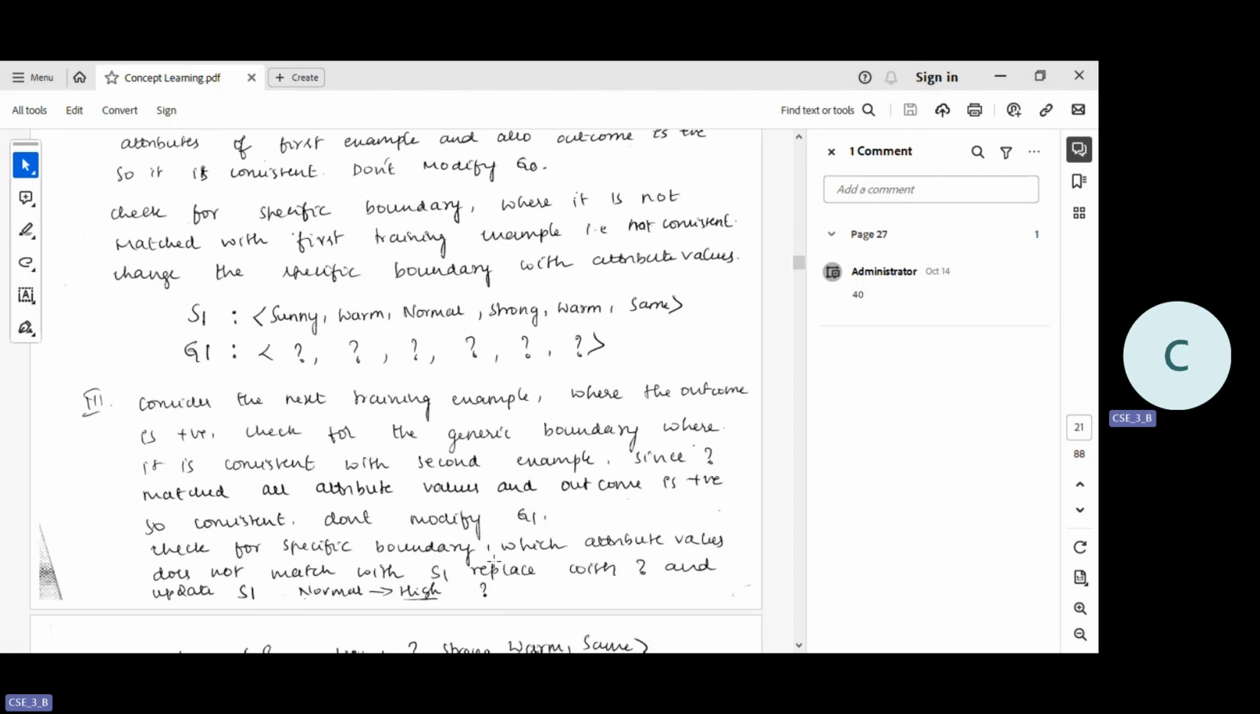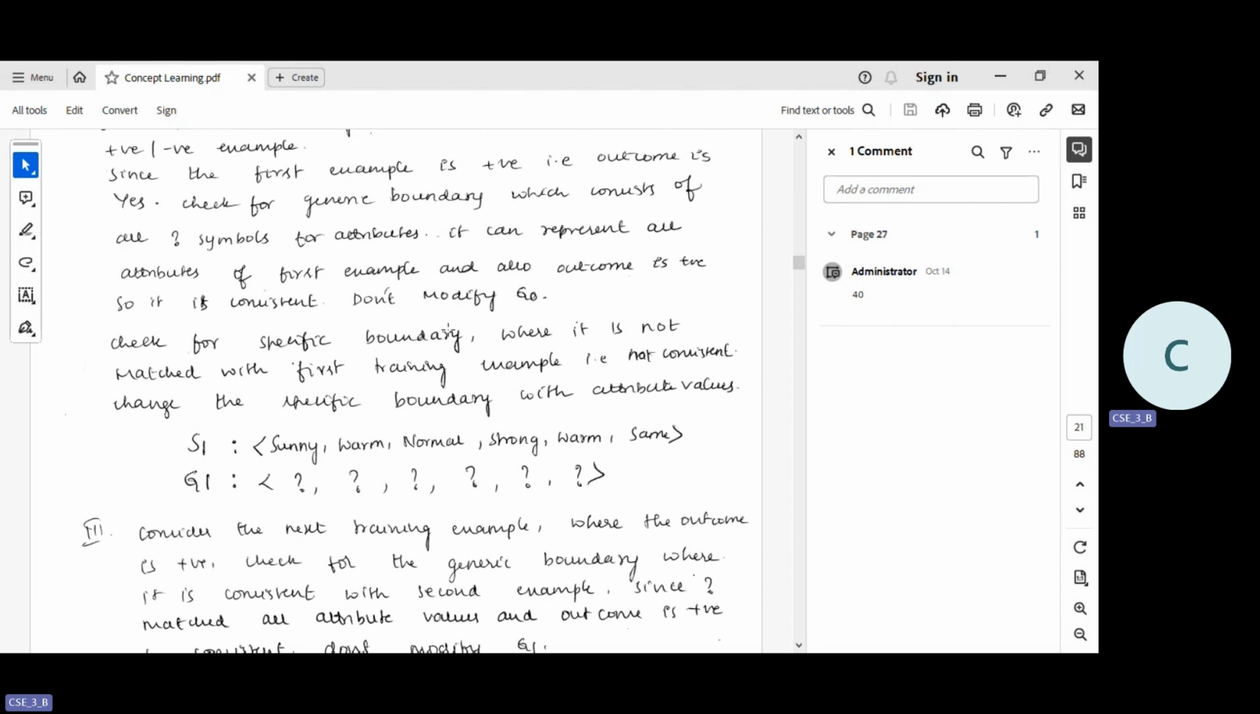So check for the specific boundary which attribute values do not match with S1. If there is no match, we have to replace it with a question mark and update the S1 boundary. So we can observe here. We have to find a match.